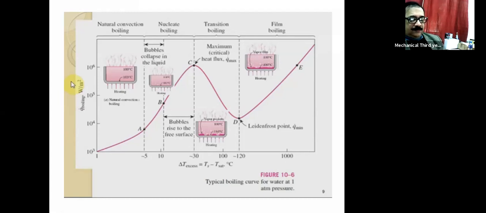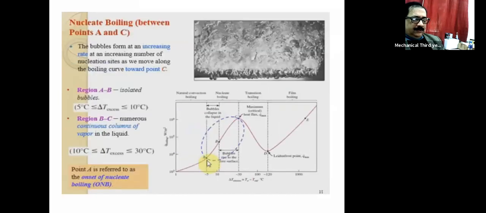Bubble collapse in the liquid. Bubble is formed, but it collapses within the liquid itself, from 5 to 10, that is from point A to point B. Okay, so let's go back to the narration.